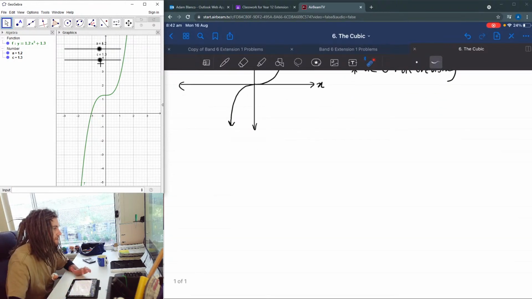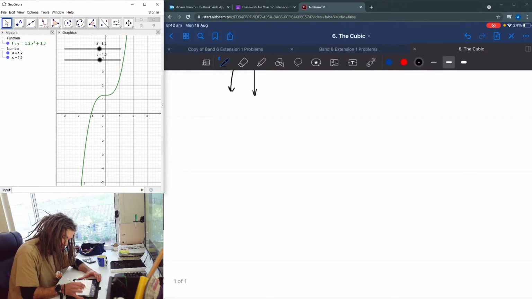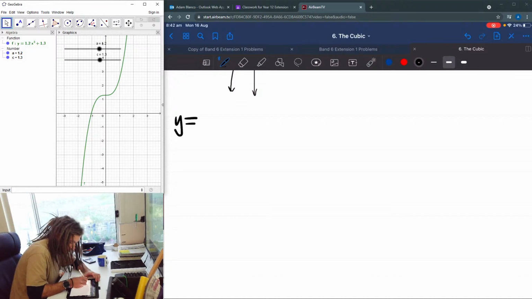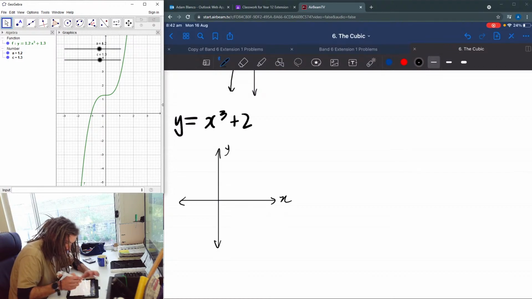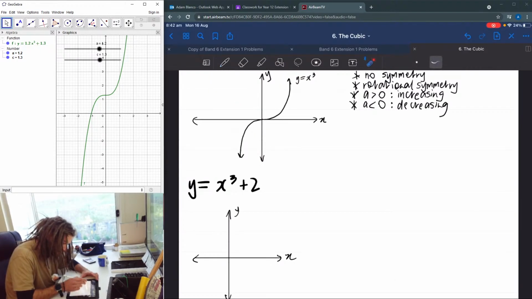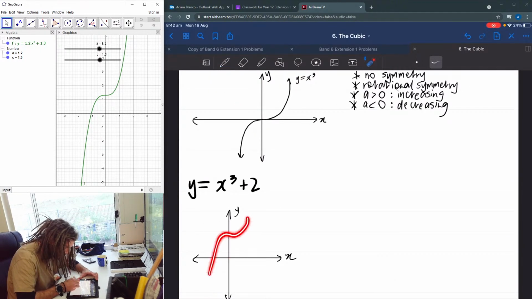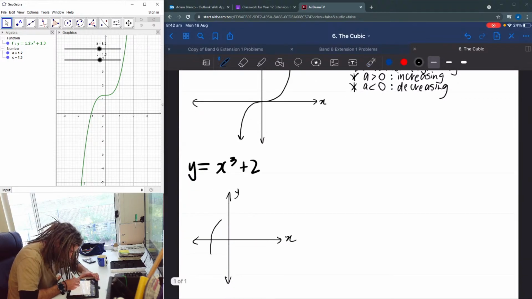All right, let's actually graph some stuff. Let's just draw our own. Let's do y equals, we'll start with positive, x cubed plus 2. 1, 2, 3, 4, y, x. I always just use the original as a reference. The original looks like this. Now it's just going to go up 2, which means this point here is up 2. So literally the same thing, half parabola, half parabola. That point is 0, 2, and that's enough to say that's y equals x cubed plus 2.